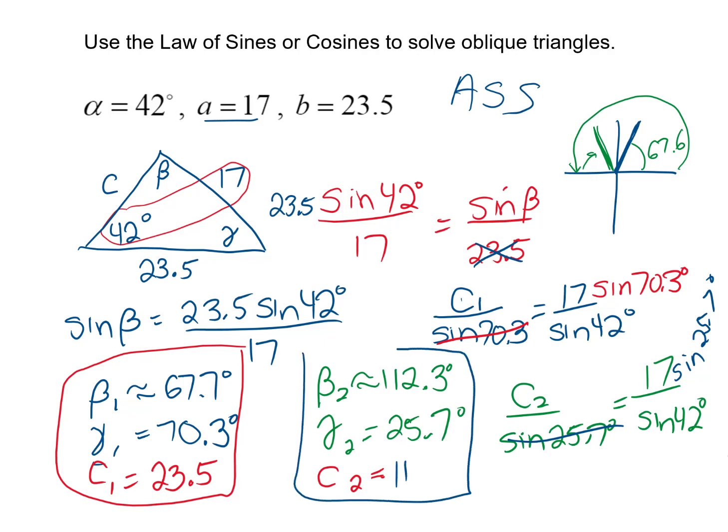So this is the two triangle case, and we knew to check for a second triangle because we used inverse sine to find one of the angles.